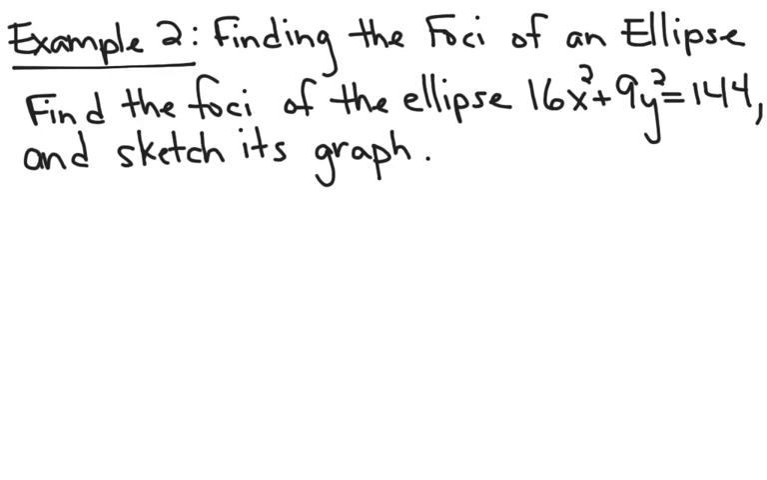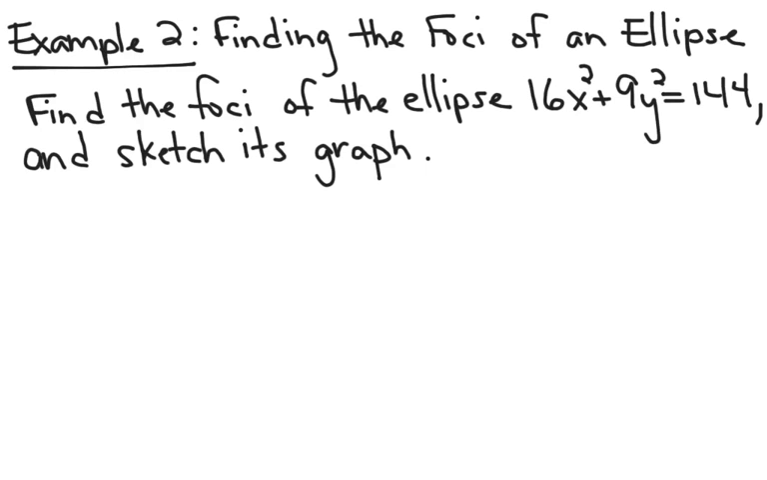Let's find the foci of an ellipse. Find the foci of the ellipse 16x squared plus 9y squared equals 144 and sketch its graph. Well, first of all, that equation doesn't look like the ellipse equation I just gave you. The ellipse equation I gave you was equal to 1 and not 144. I wonder what I could do to this equation so that I can make it equal to 1 instead of 144. Well, one guess you might have is to subtract 143 from both sides, but that won't make the equation look the way I want it to.